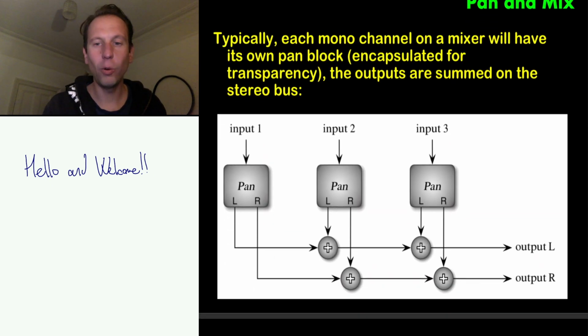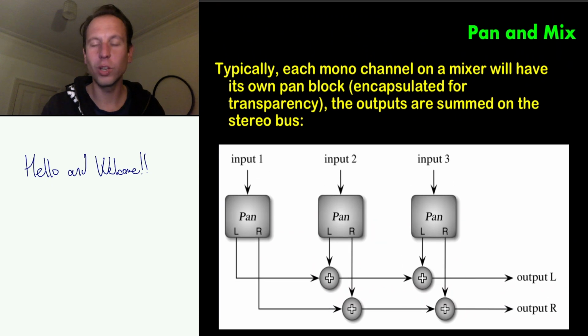Okay, now when we get to discuss more complex sketches like this, typically what we can do is encapsulate to make things transparent. So what you see there is a little box which is called pan. So what we've just looked at is one of those pans. Okay, and then because we are mixing multiple stereo channels, we are just showing the encapsulation there, and then we can show how things are being added, how channels are being mixed.